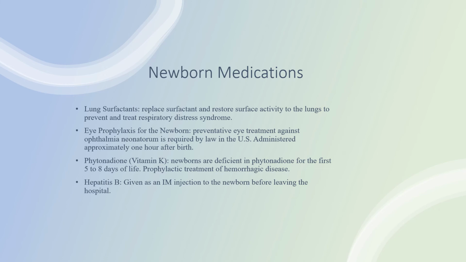Vitamin K, babies are deficient in vitamin K for the first 5 to 8 days of life. So all babies are given a vitamin K injection. It helps prevent any hemorrhaging. Vitamin K is important for clotting. Vitamin B also is given as an injection to the newborn before they even leave the hospital. They get their first vaccination.